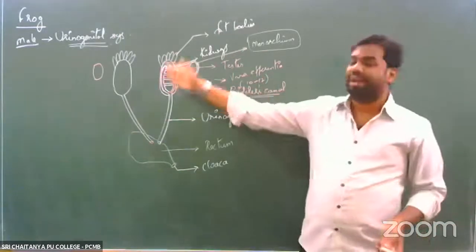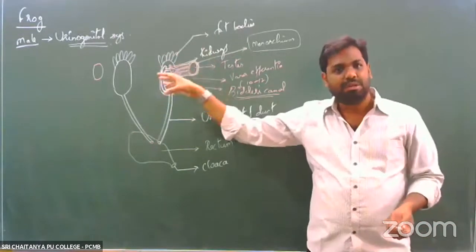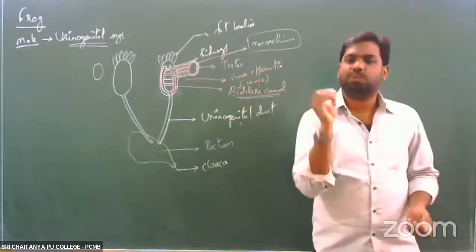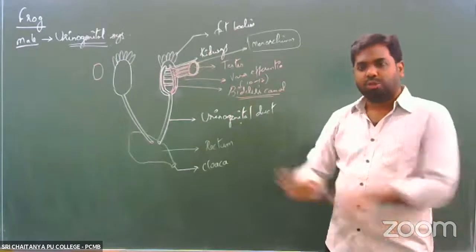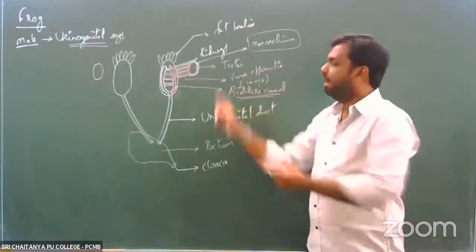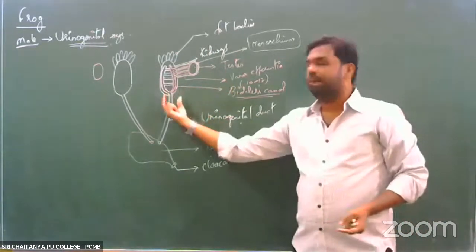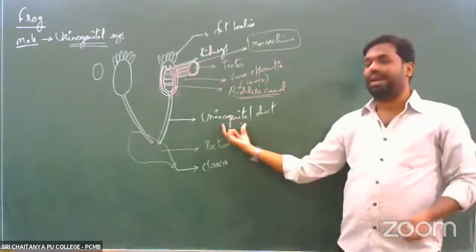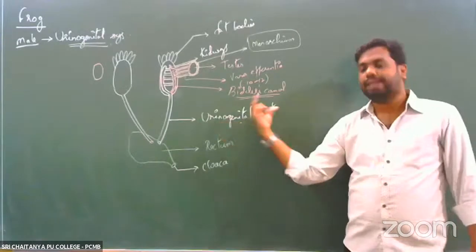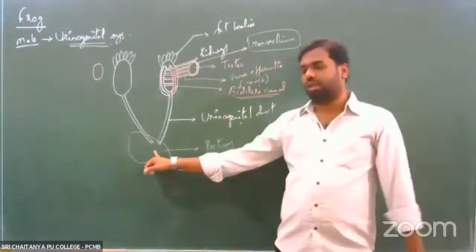On the other side, we have another duct which arises from the kidneys, where all the nitrogenous waste being filtered by the nephrons will be poured into that particular duct. So that duct bearing the nitrogenous waste as well as the Bidder's canal, both of them combine together to form a common duct called the urinogenital duct. And this urinogenital duct would open up into the rectum.